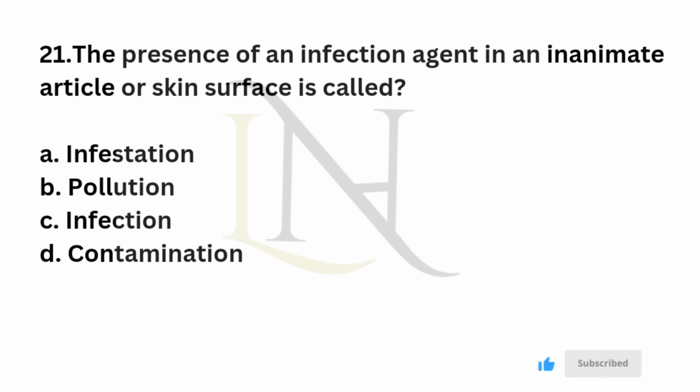Move to next MCQ. The presence of an infectious agent on an inanimate article or skin surface is called: option A, infestation; option B, pollution; option C, infection; option D, contamination. Correct answer, option D. Contamination is the correct answer.